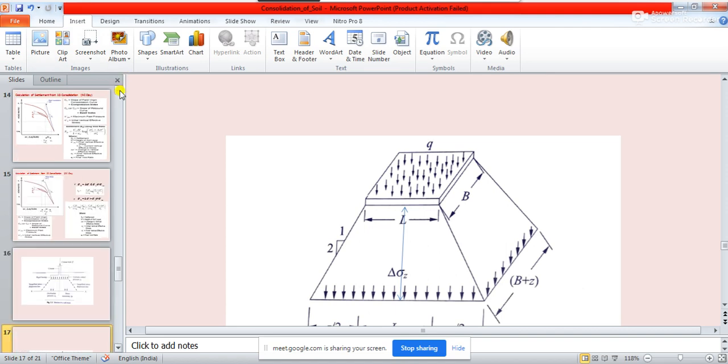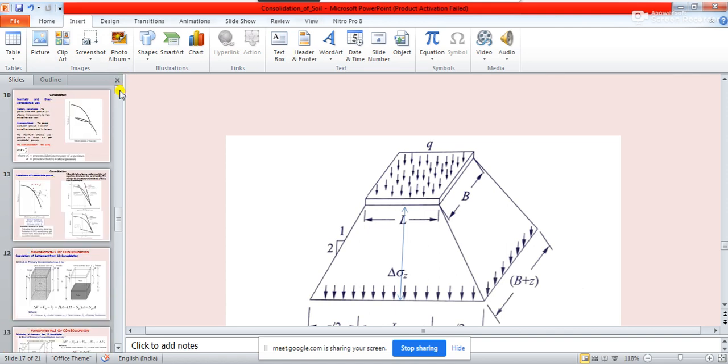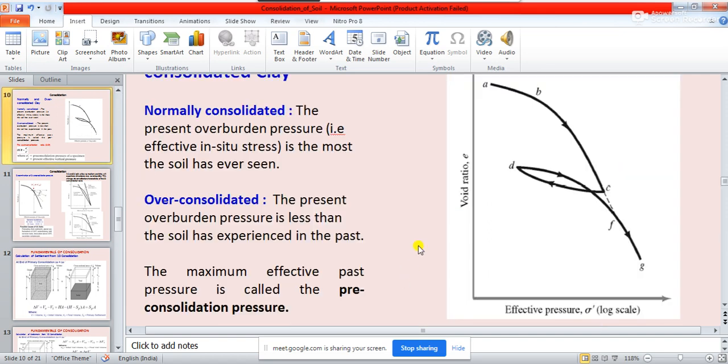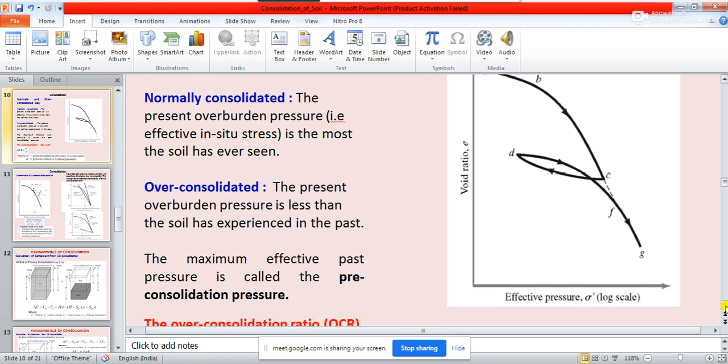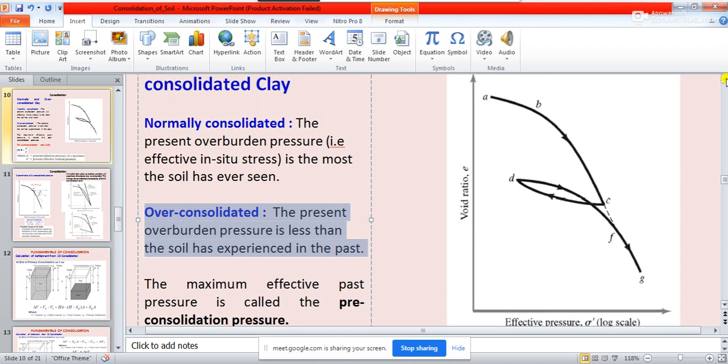Let me go to the slide. See, but before we go to understanding the consolidation, I just want to make you remember again this definition of over consolidated clay. This is very important, because from this only we will get into this, and this curve is also very important. So see, what was over consolidated clay we have explained.